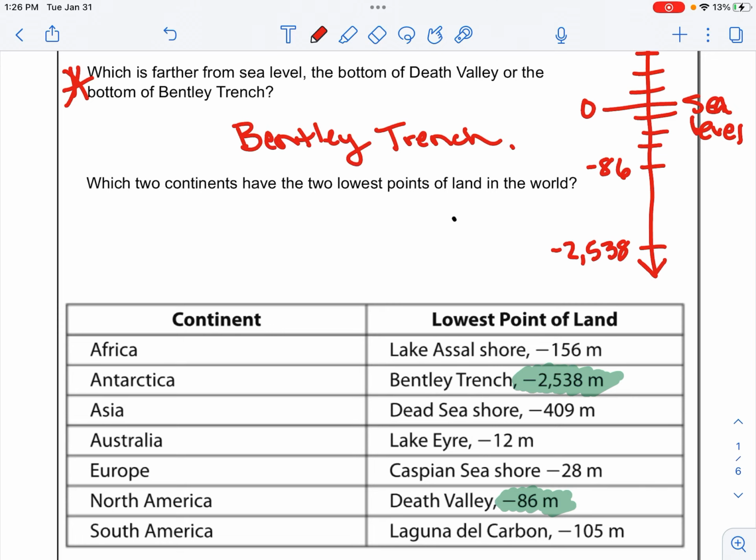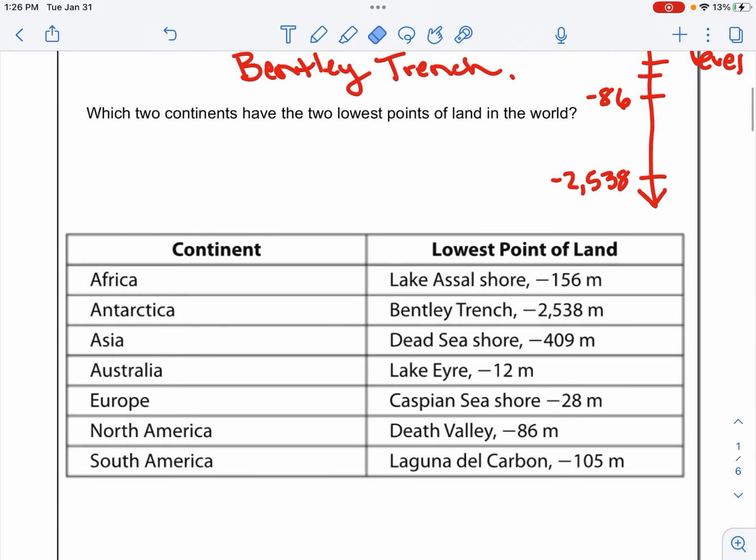All right, and then which 2 continents have the lowest points of land in the world? These are all of our continents right here, and we're looking for which ones are the lowest points. If we take a look at all of these numbers, I'm just going to highlight them so you can see them really well. The ones that are the biggest numbers, the farthest away from 0, well, we definitely have Bentley's Trench, right? It's the farthest away from 0.